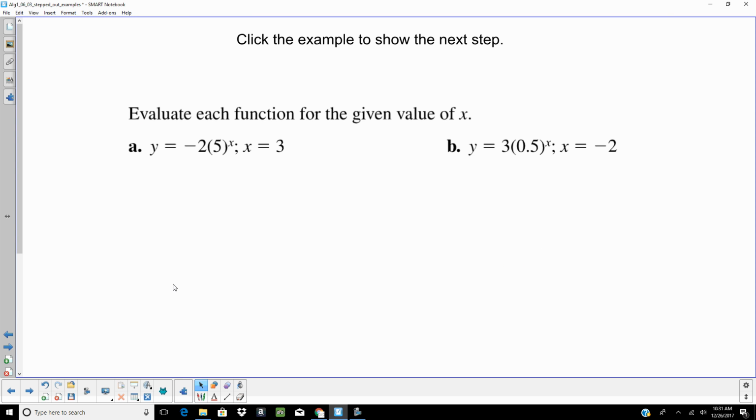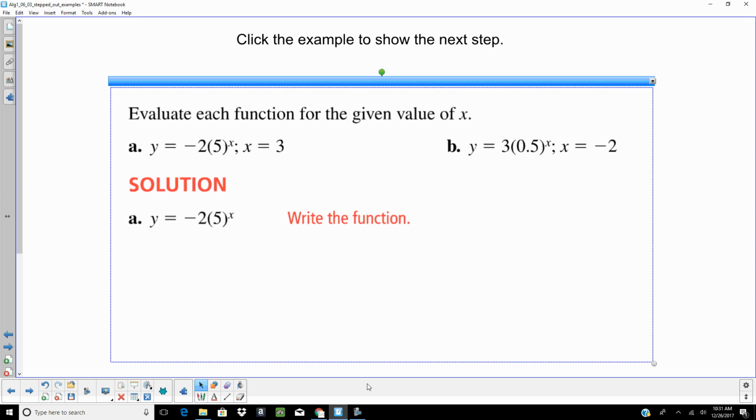So let's go ahead now and take an exponential function, and we will evaluate for the given value of x. So if you notice, that exponent has the variable. So that is really going to be -2 times 5 raised to the third power.